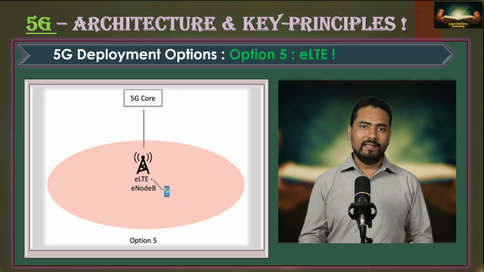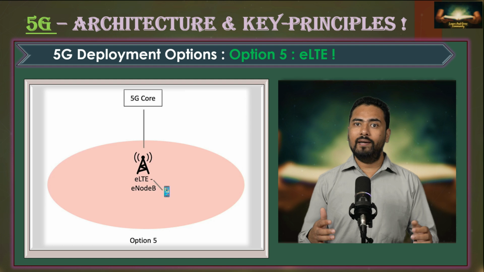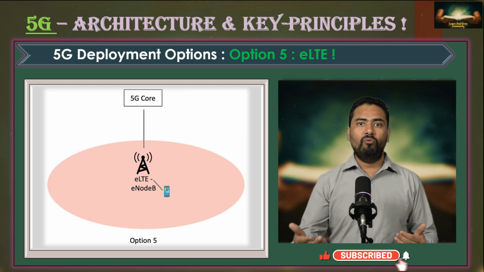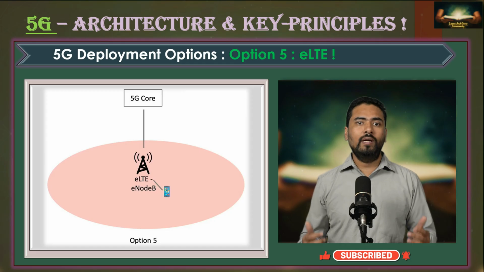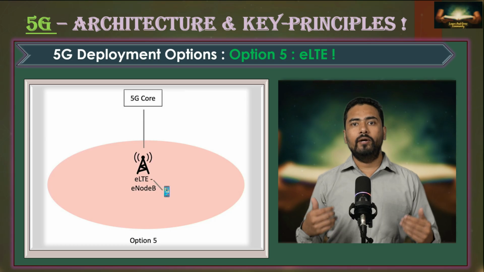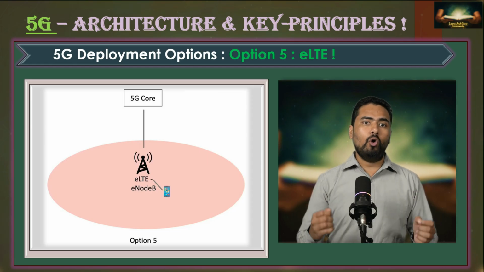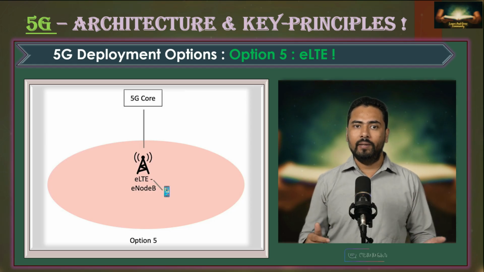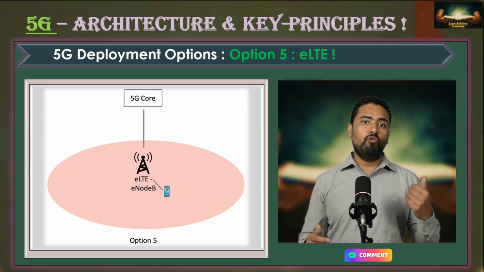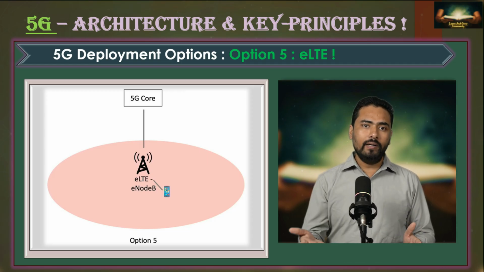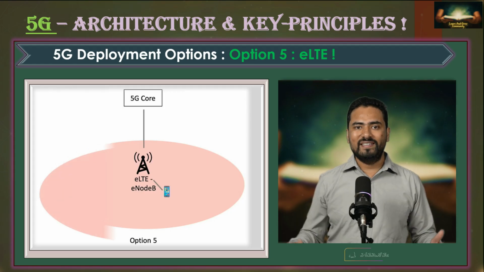Also, in future stages, while some 4G phones are still in use, or when a 5G UE is in a location where there is only 4G radio coverage, then LTE could be used as the radio access technology but with the 5G core. Then this is called option 5, or eLTE. eLTE is evolved LTE. That simply means that LTE has been upgraded to support the 5G core interface.